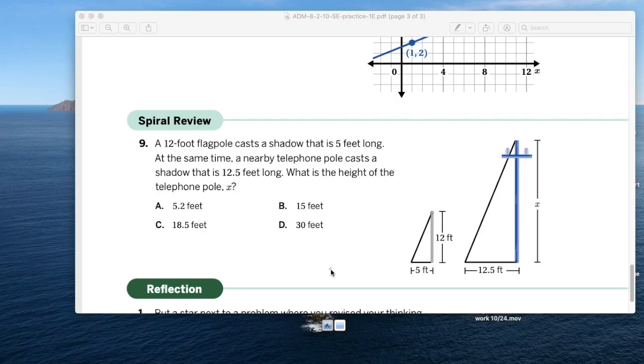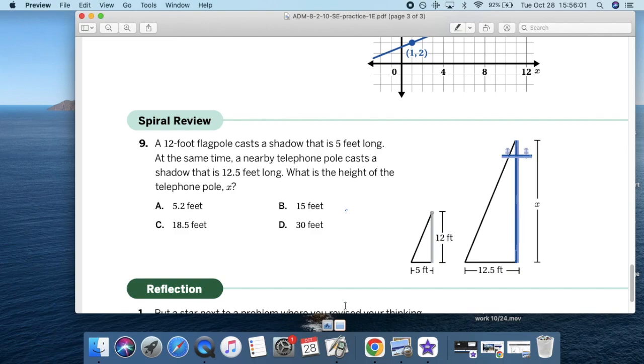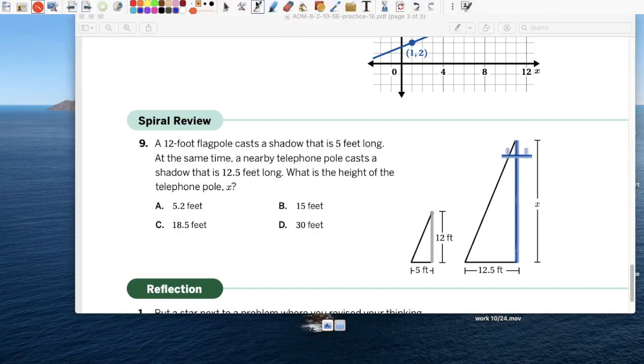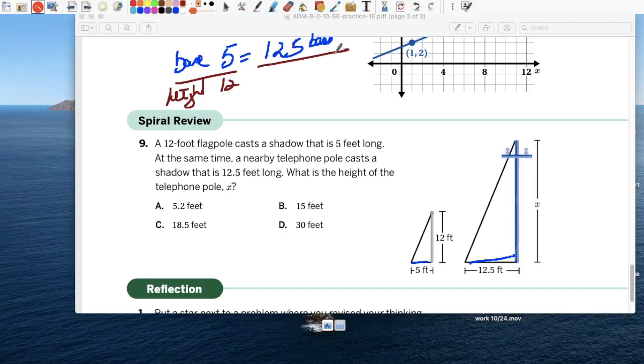What is the height of the telephone? Okay, so several ways you can do this, and I think the most important thing is maybe you can set up a proportion. So here's the base, and I'm going to put the base here. Base 5, the other triangle, the base is 12.5, so notice that I wrote base and base on the numerator. In the denominator, I'm going to put the height. The height of the small triangle is 12, and the height of the bigger triangle is what we're trying to find.